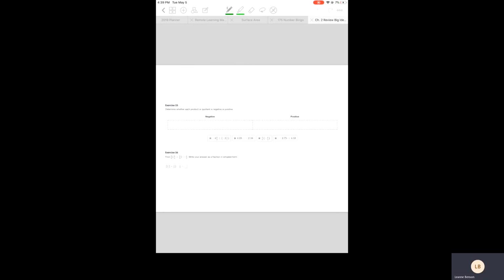Okay, moving right along. Number 15, determine whether each product or quotient is negative or positive. So this is super helpful here. For the first question, again, you guys are just going to drag it in. We have negative 4 2/3 and a negative 3 1/5. They don't want you to find the answer. They just want to know if it's going to be positive or negative. Here, I'm just going to draw a little one underneath. I have a negative and a negative, which means my answer is going to be positive. So this is going to be a positive answer.